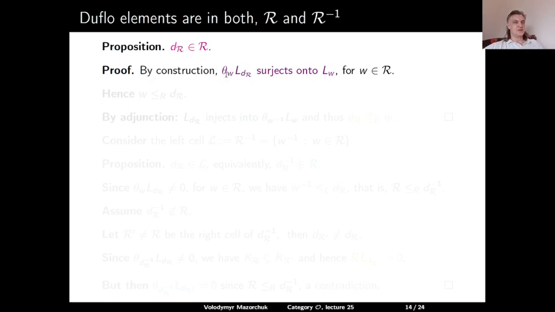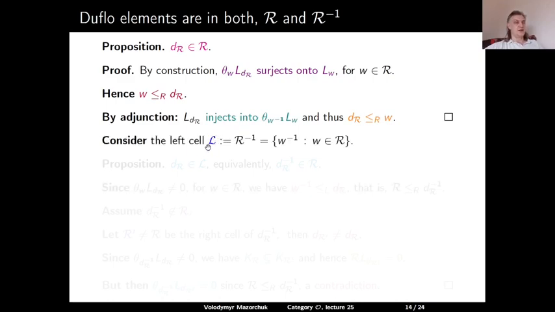By construction, the element θ_w L_{d_R} surjects onto L_w. So L_w is a simple subquotient here. By our characterization, it follows that w should be right less than or equal to d_R. By adjunction, we also get that L_{d_R} injects into θ_{w^{-1}} L_w. And so this means that d_R should be right less than or equal to w, which implies that d_R is in the right cell R.